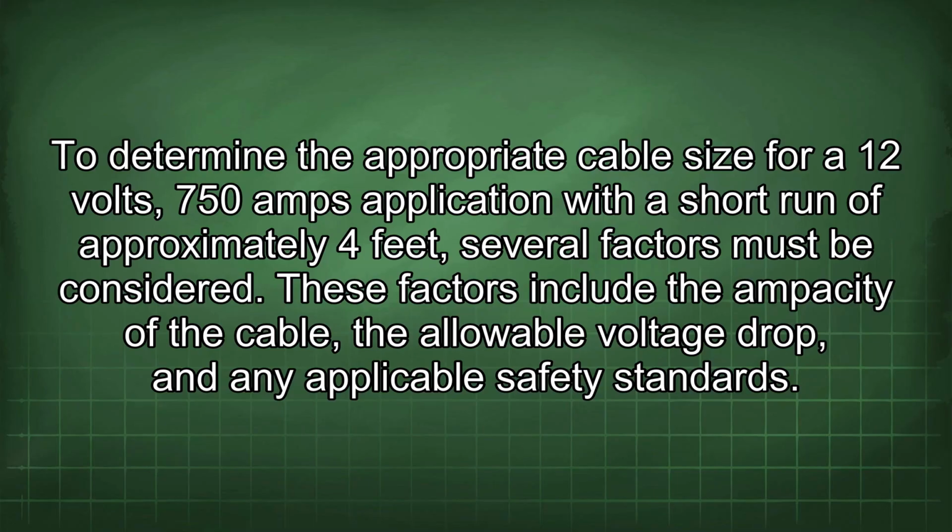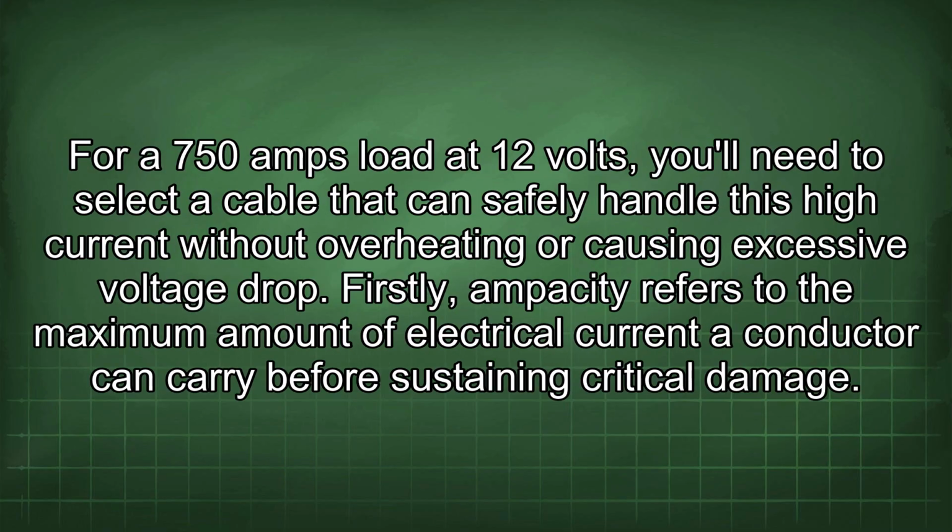To determine the appropriate cable size for a 12 volts 750 amps application with a short run of approximately 4 feet, several factors must be considered. These factors include the ampacity of the cable, the allowable voltage drop, and any applicable safety standards. For a 750 amps load at 12 volts, you'll need to select a cable that can safely handle this high current without overheating or causing excessive voltage drop.